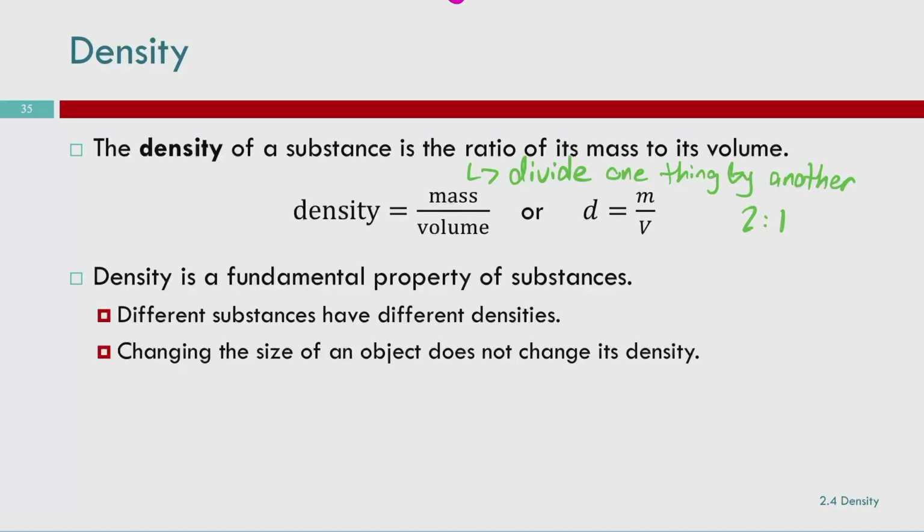But we have an equation. And our equation is that D equals M over V. Density equals mass over volume. Mass often has units of grams. Volume often has units of milliliters or cubic centimeters or cc's. Those are all the same. Density is a fundamental property of substances.